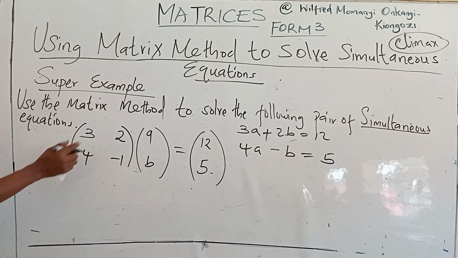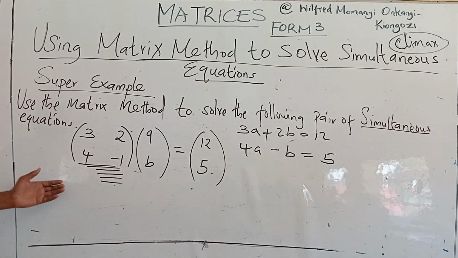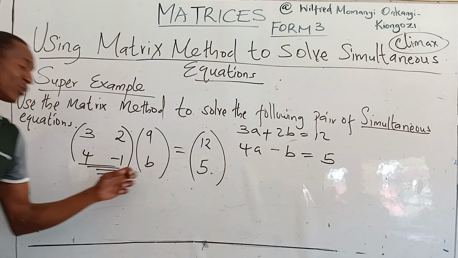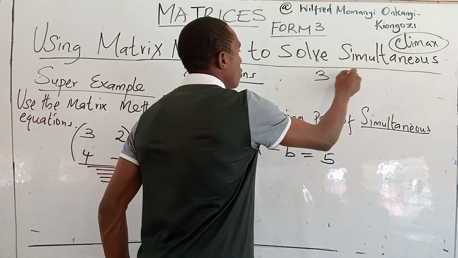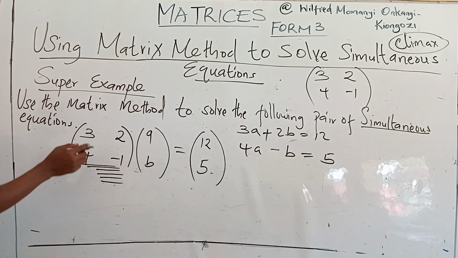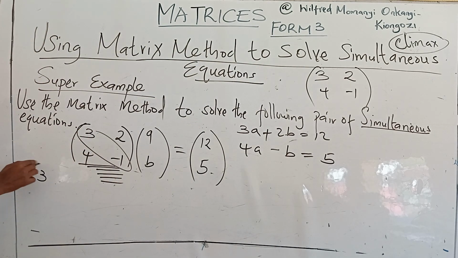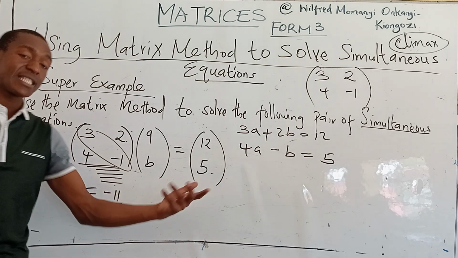Now at this moment, the matrix formed here is the matrix of interest. So if you want to advance and get the values of a and b, you start by looking for the determinant of this matrix. So the matrix in question is 3, 2, 4, negative 1. So the determinant, we have done that one before. So it will be 3 times negative 1 minus 2 times 4, which is 8, and the determinant is negative 11. So at that point now you are in a position where you are starting to get marks.